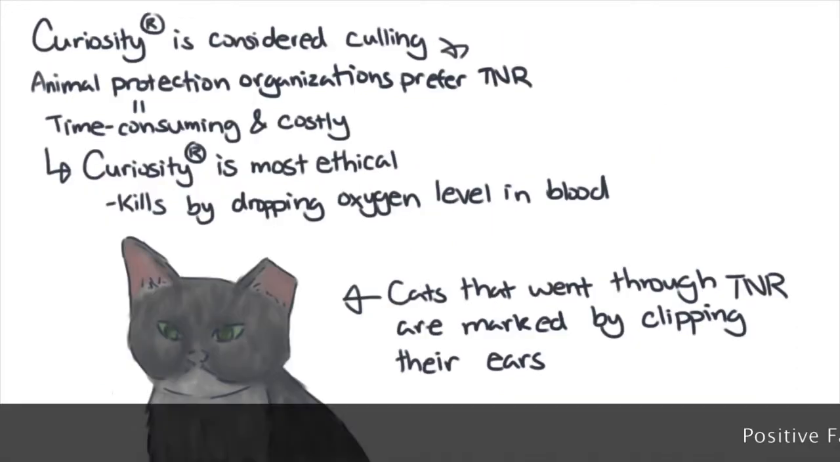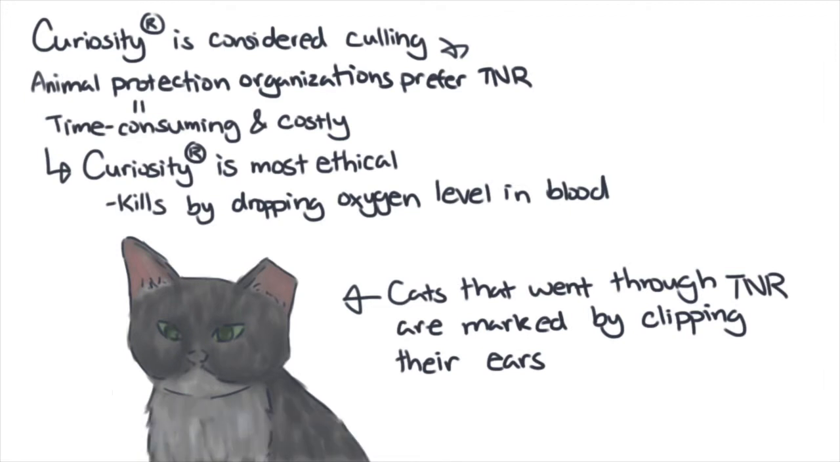Despite how feral cats have a detrimental effect upon biodiversity in Australia, animal protection organizations promote non-lethal methods to control the population because of ethical issues. Curiosity uses a toxin to kill the cats, which is considered culling, and animal advocates oppose the culling of animals. This creates controversy because there are conflicting opinions regarding the death of feral cats.